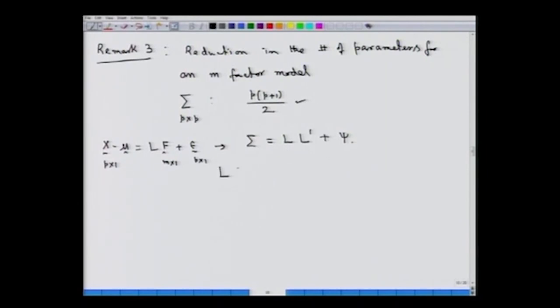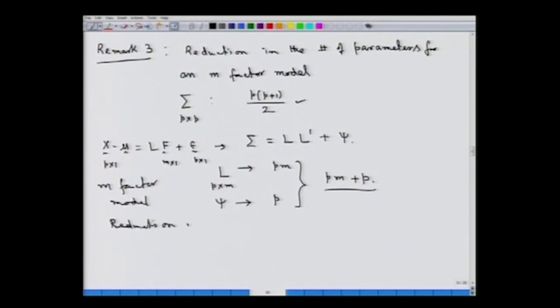Now what is the number of parameters that we have in here? In case of this m factor model, this L is a matrix of p by m constants. So there are p by m entries in L, and this psi, remember, is a diagonal matrix of order p. So there are p entries in this. So collectively in the m factor model, we are going to have pm plus p. So the reduction in the number of parameters is, the original setup has p into p plus 1 by 2, minus pm plus p, which is the number of parameters in the m factor model. Simplifying this, what we get is p by 2 into p plus 1 minus 2m minus 2.